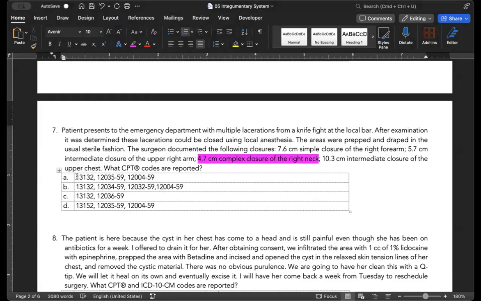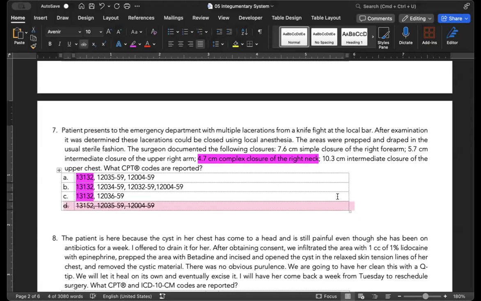So let's look at the 13132. And that's going to be a complex repair: forehead, cheek, chin, mouth, neck, axilla, genitalia, hands or feet, 2.6 to 7.5. So here we have our 4.7, right? So we know that the 13132 is first.